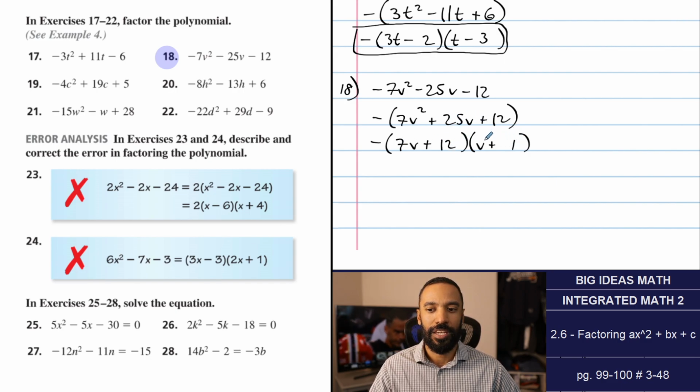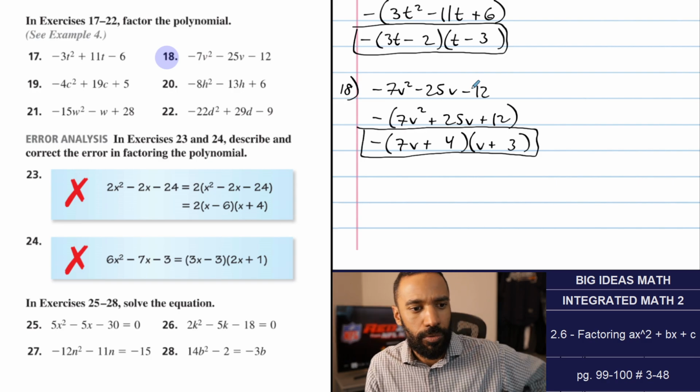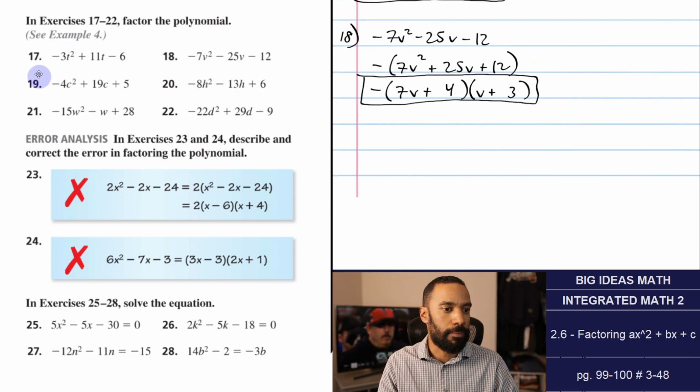I'll get 7 plus 12, which is 19. It's close, but it's not it. So I'm going to try the 4 and 3, and I don't know which order. If I put a 4 here, 7 times 4 is 28. It overshoots it, so I'm going to try the 3. 7 times 3 is 21, plus 4 times v is 4. 21 plus 4 is 25. There it is. Once again, I probably get there faster by myself without talking to you about it, but that's where I'm going with it in my head.